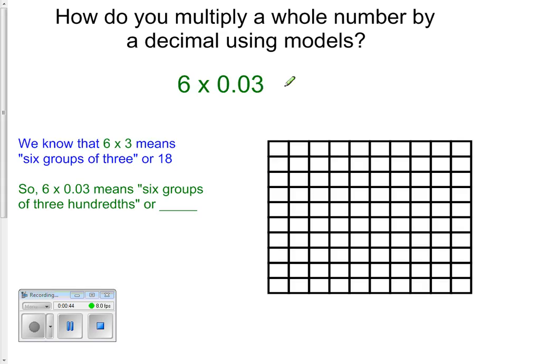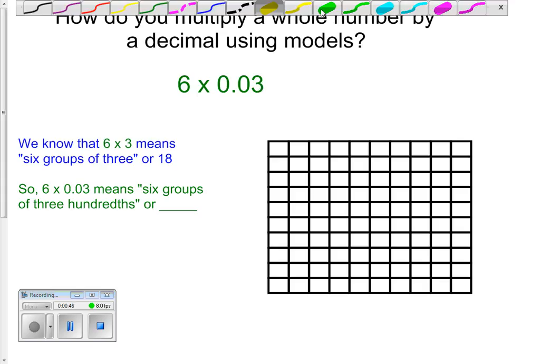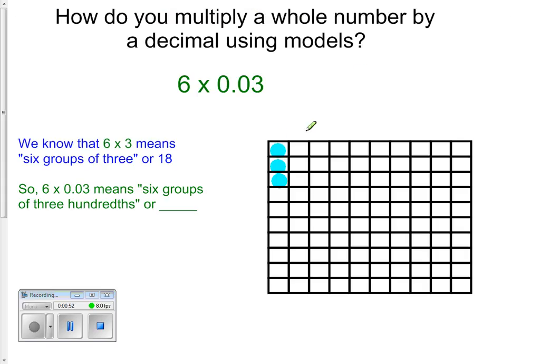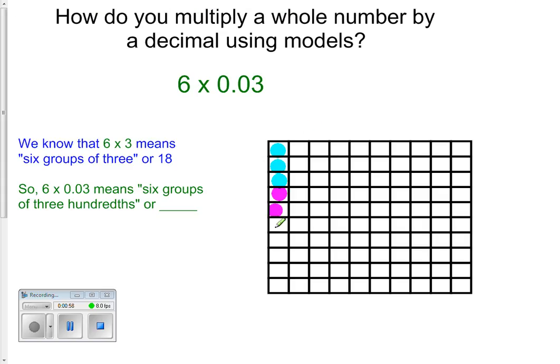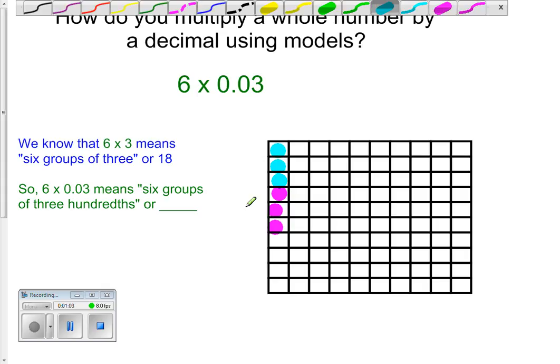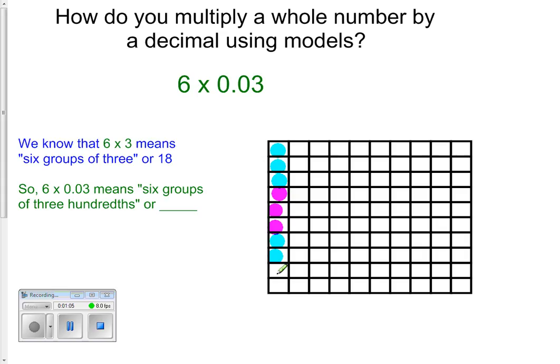So let's take a look at our decimal grid. We want to multiply 6 times 300. So I'm going to make a group of 300s. That's one group. Now I'm going to make another group of 300s. 1, 2, 3. So far I have 2 groups. I need 4 more groups that I have to shade in here. 1, 2, 3.